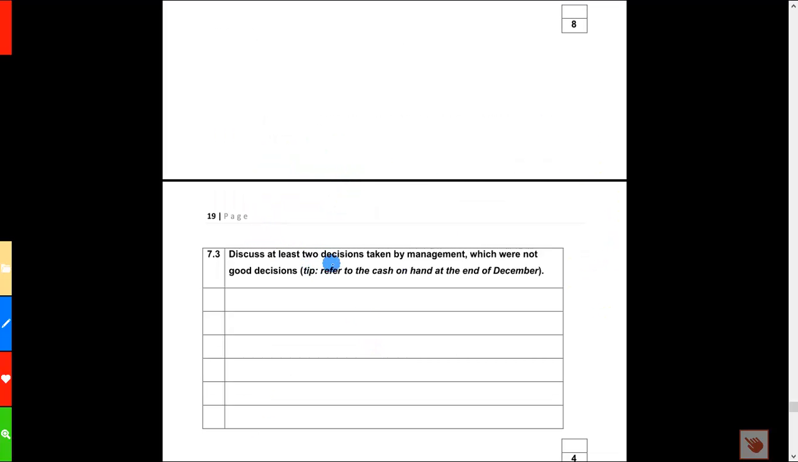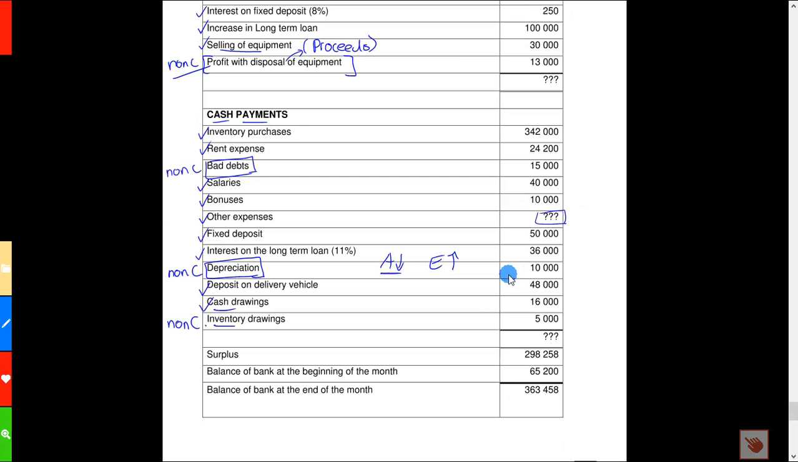Right, the last one, discuss at least 2 decisions taken by management which are not good decisions. Okay, so in other words, they are bad decisions. Refer to the cash on hand at the end of December. Let's have a look. The cash on hand at the end of December. Here we go. At the beginning of the month, there was a mere 65,000 Rand. At the end of the month, there's almost 363,000. So that's almost a 300,000 Rand increase. Here we can see 300,000 Rand increase during December.